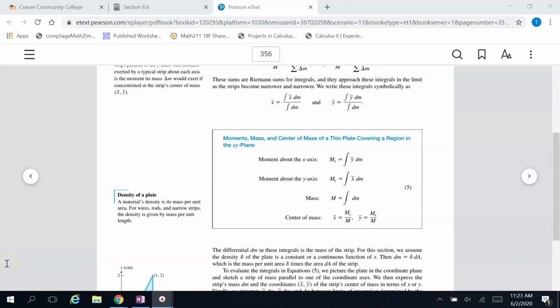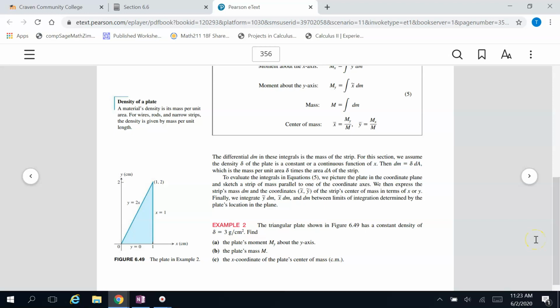All right, so in the last video, we just looked at these formulas to find the center of mass of a plate or a two-dimensional object. So here we're going to just do a basic example. This one's coming straight from the book. The triangular plate shown in the picture has a constant density of delta equal to 3 grams per centimeter squared. Then it's just asking us to find the moment about the y-axis, the total mass, and then whatever. I'm not going to do these things. I'm just going to go ahead and find the center of mass of the object, and in finding the center of mass, we would end up finding all of this stuff anyway.